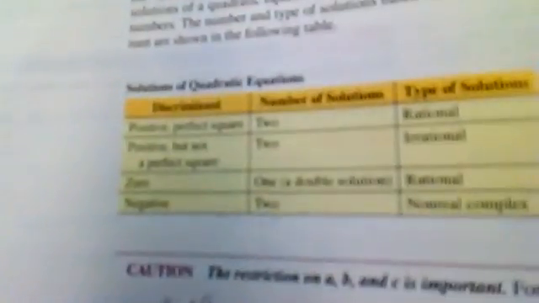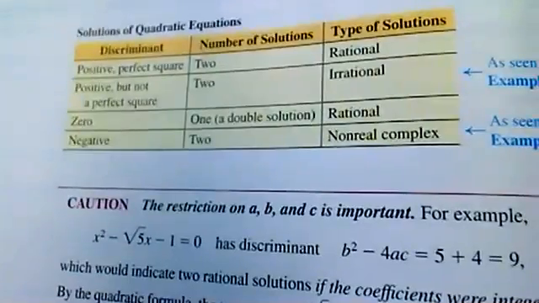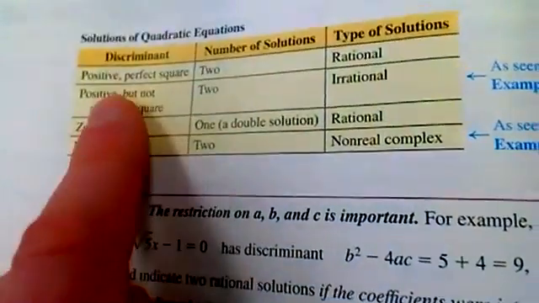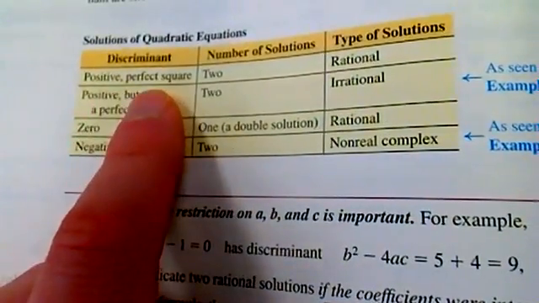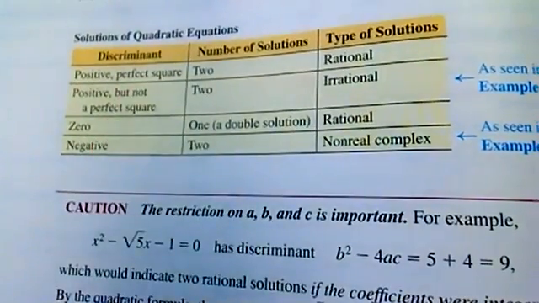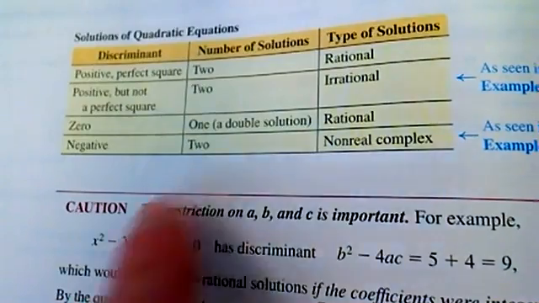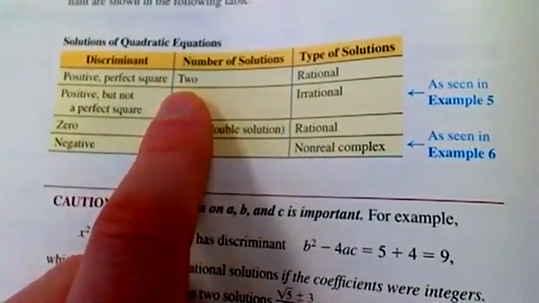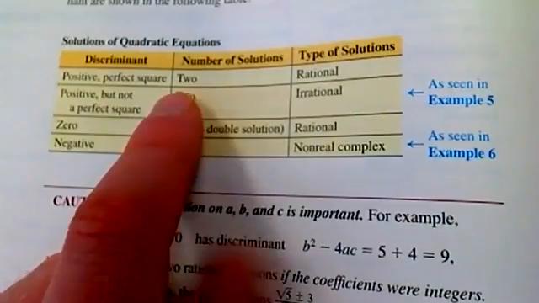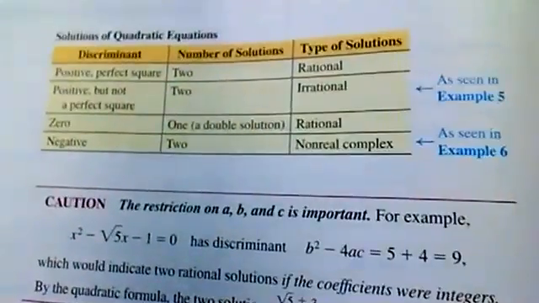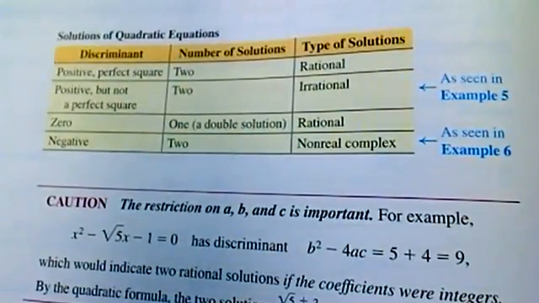Maybe I can get a little bit closer so we can see a little bit better. So notice what we got here. The discriminant, if it's positive and it's a perfect square, meaning it's something you know the square root of, like 4, 9, or 16 under the square root, you have two real solutions, and they're rational, meaning they don't have any of those square roots that go on forever.